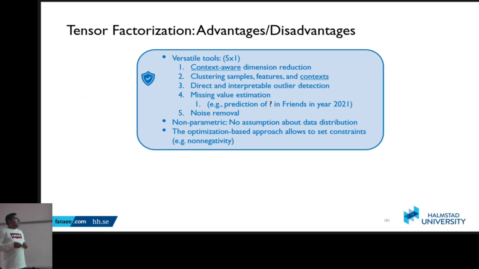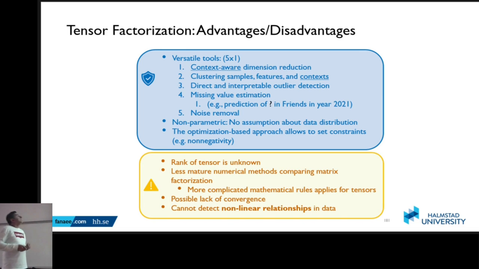The advantage is that it's the only context-aware dimension reduction method on the earth. You don't have more options. But the problem is that the rank of the tensor is unknown. Non-recall methods are less mature compared to matrix factorization. You may never get convergence. This can happen also. And they cannot detect nonlinear relationships.